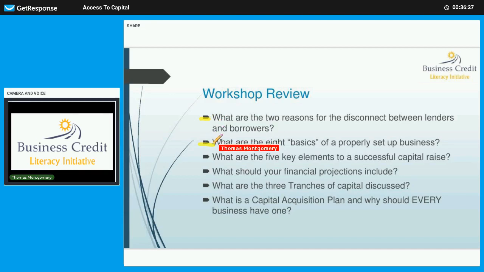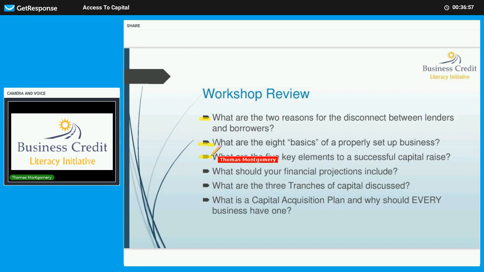Do you remember any of the eight basics of a properly set up business, that list we had? Such as having your EIN, a business address, a business phone number, knowing your business credit scores, having a business bank account, those items. So if you want to refer back, you can. But those are the basics that we need to have in place to have a properly set up business and to be ready to access capital.